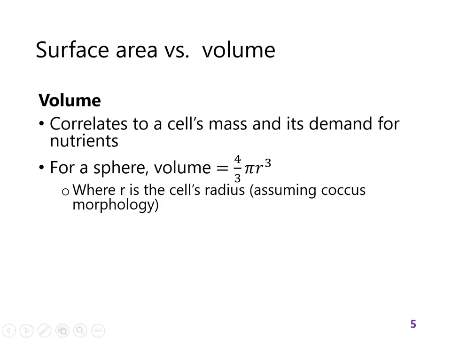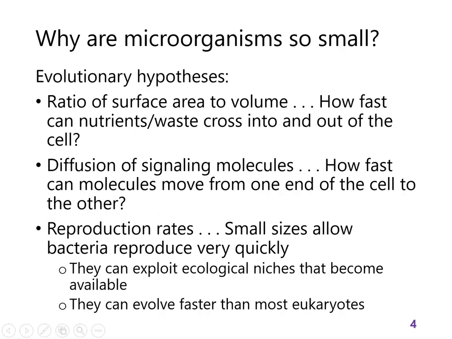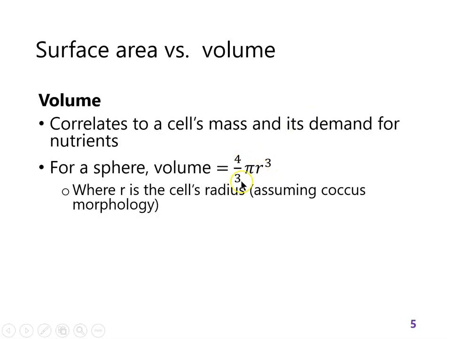If we think of a sphere, the volume of a sphere is 4/3 pi r cubed, where r is the radius of the sphere, or the radius of a cell. So let's keep that in mind. That's how we calculate the volume of a sphere, and the volume roughly correlates to the cell's demand for nutrients.